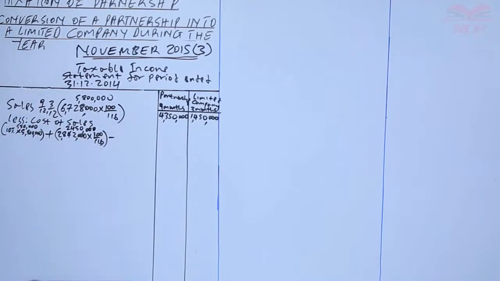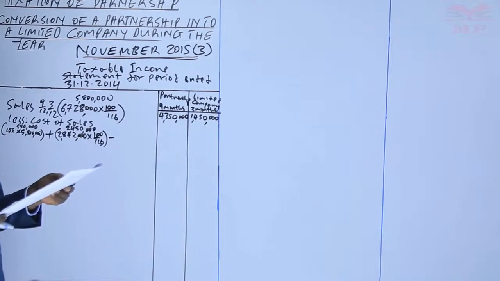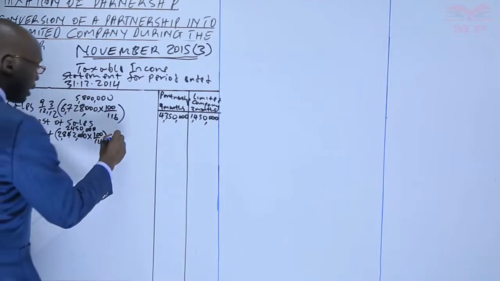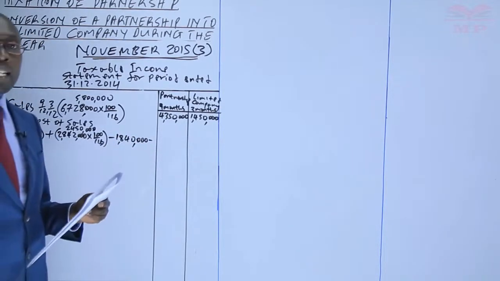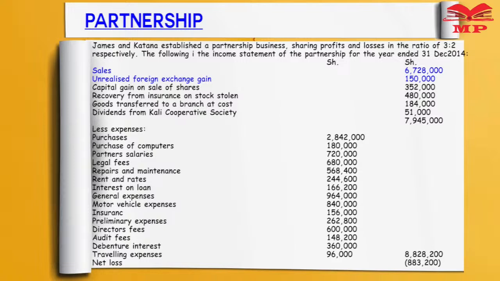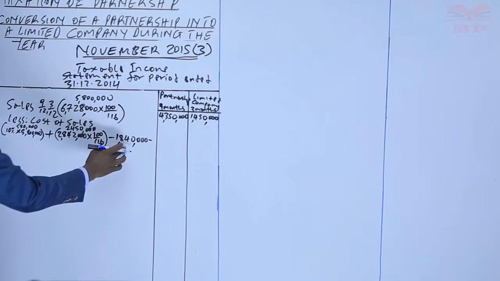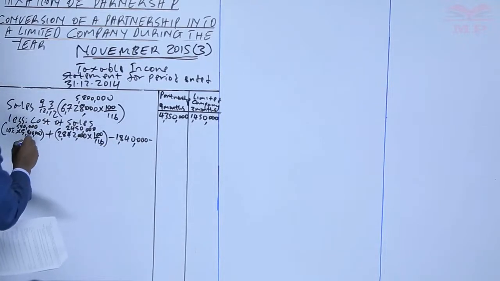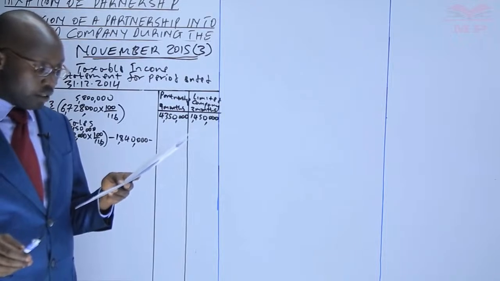And then we less the closing stock. The closing stock is given in additional information number 3. Closing stock was valued at 1,840,000, so minus 1,840,000. And then also remember, we also deduct any item that reduced the stock during the year. Do we have it? Yes. Among the incomes in the income statement, there is sales, unrealized foreign exchange gain, capital gain, recovery from insurance on stock stolen. It is telling you that there were stocks that were stolen. So if they were stolen, this must be deducted from here. The stolen stock was 480,000.